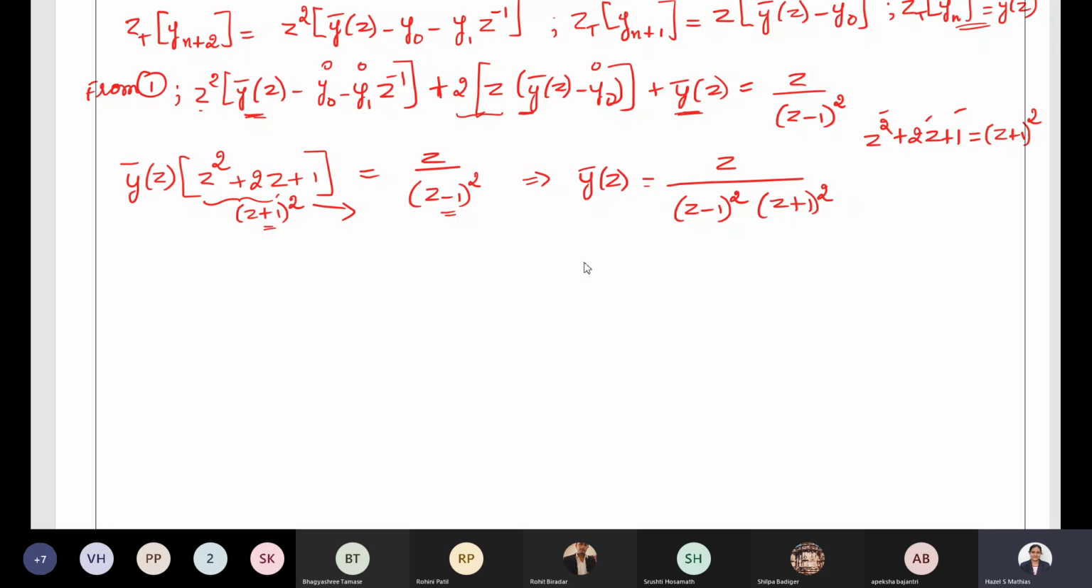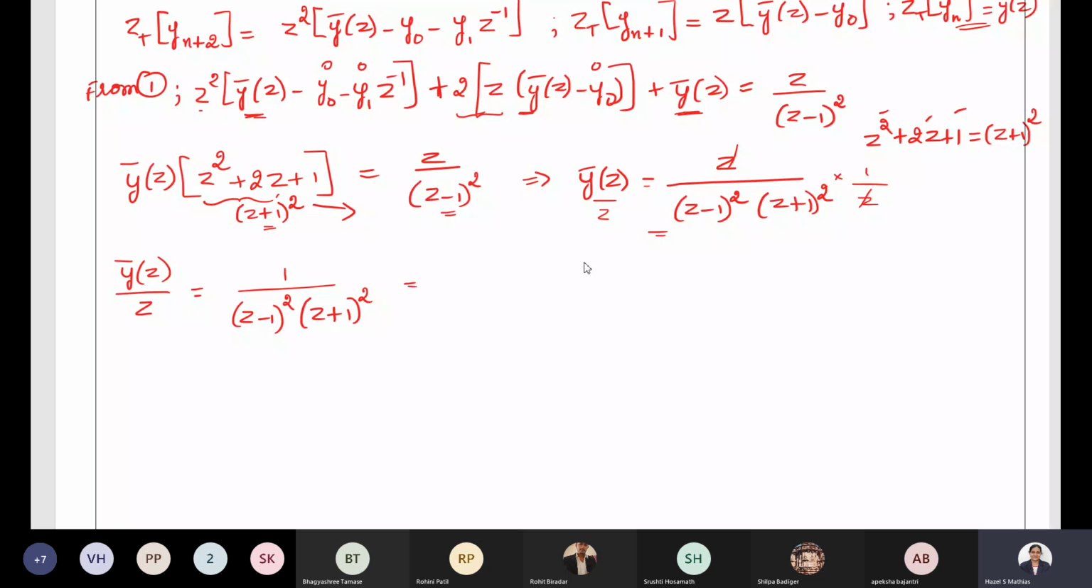So what is the first step we have to do? When we have y bar of z, the first step is we need to find y bar of z divided by z. That is, divide by z on both sides. So what do we get when we divide by z on both sides? Here, y bar of z. Here also, when you divide by z, this z and this z get cancelled. So what remains? 1 divided by z minus 1 the whole square into z plus 1 the whole square. This is after we divide by z on both sides.